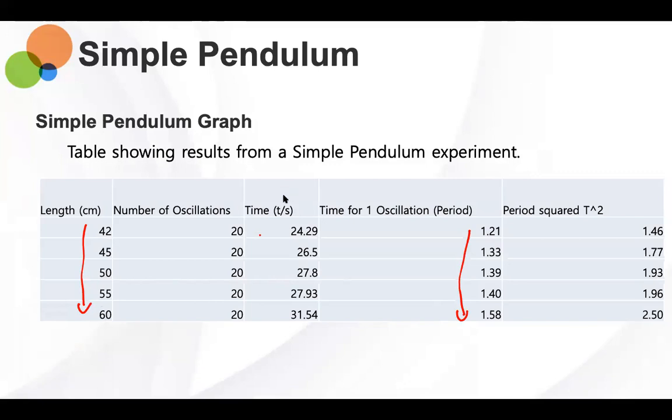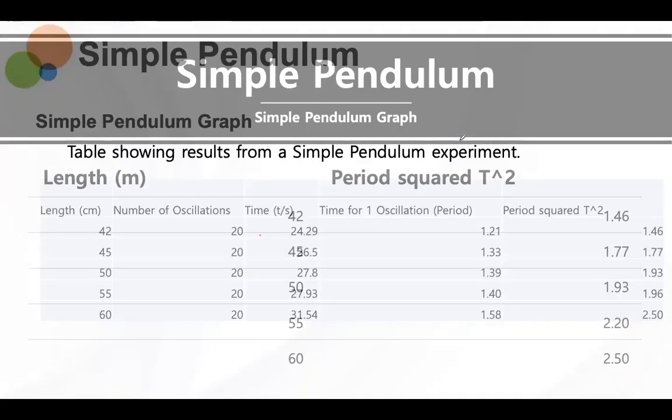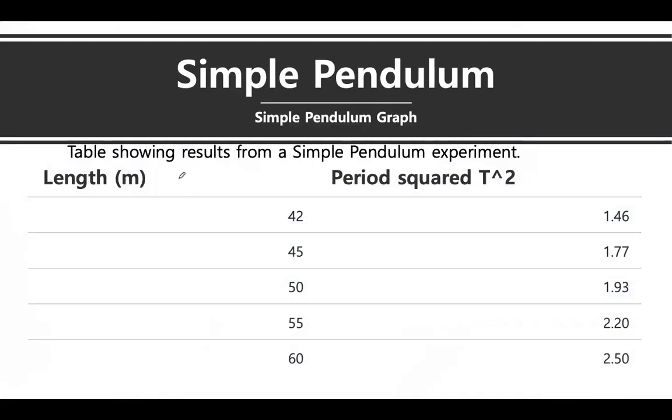So when the length was increased from 42 to 45, there was an increase from 1.21 to 1.33. And this continued down to 1.58, right? Now, the important data that we want to pull out is the length and our period squared. The length will be on our x-axis and the period squared will be on our y-axis.